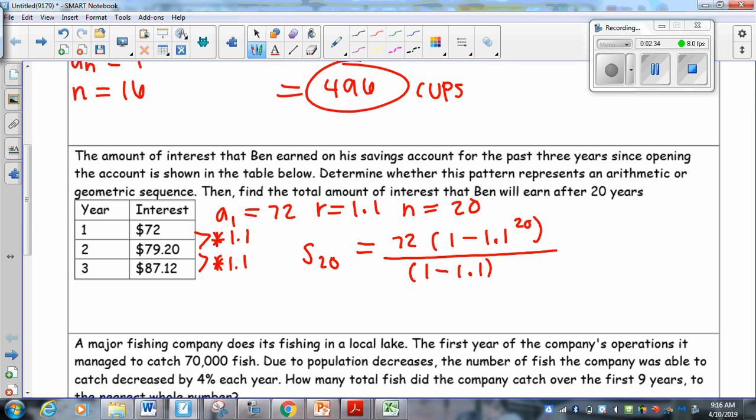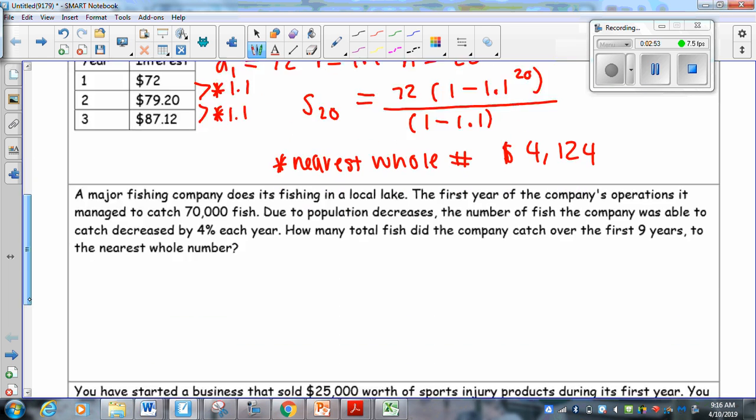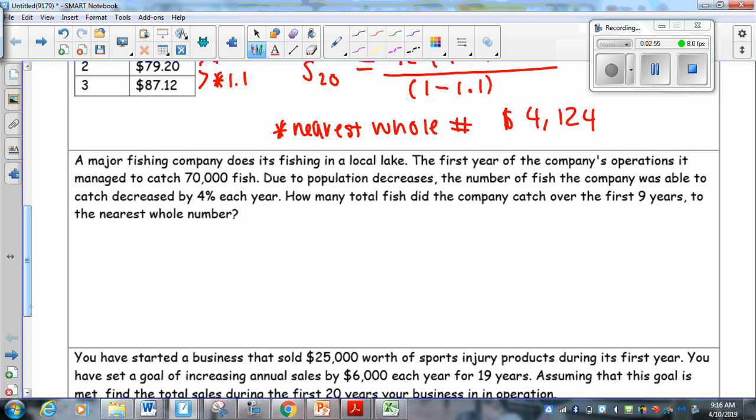And just type this into your calculator. We're going to round to the nearest whole number. We'll see this a lot, where we want to round to the nearest whole number. And when we do that, we get $4,124. A lot of times, if it doesn't say to round, just round to the nearest whole number. All right, let's look at another one.